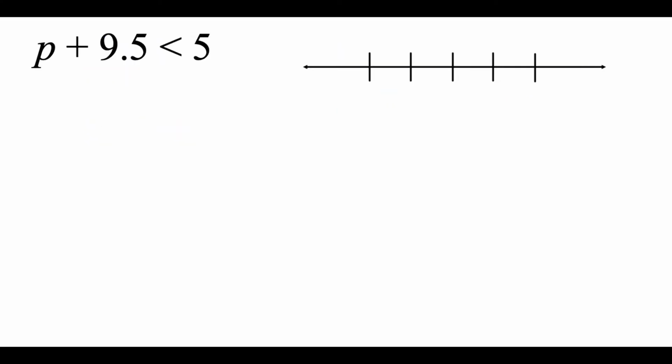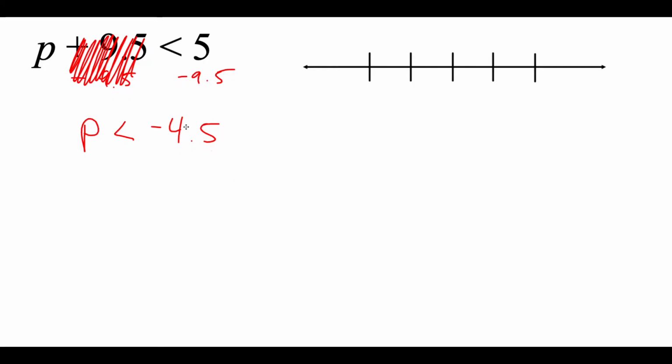Now, as we take a look at this example, we've got p plus 9.5 is less than 5. So again, we're trying to solve to get our variable all by itself. Right now, I see that we're adding 9.5. So if we want to do the opposite to get p alone, we're going to have to subtract 9.5 on both sides of our inequality. So on the left-hand side, the plus 9.5 and the minus 9.5 cancel each other out. So we get p is less than. Now when I do 5 minus 9.5, we end up with -4.5.